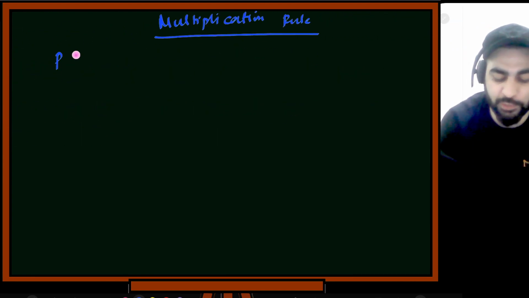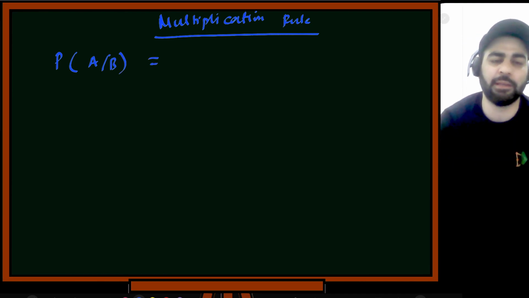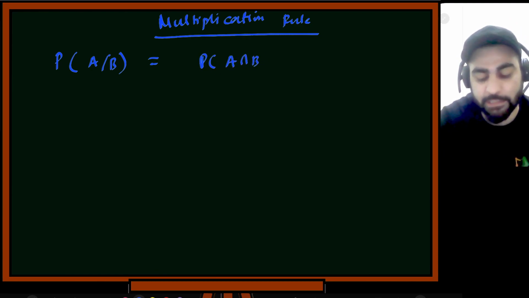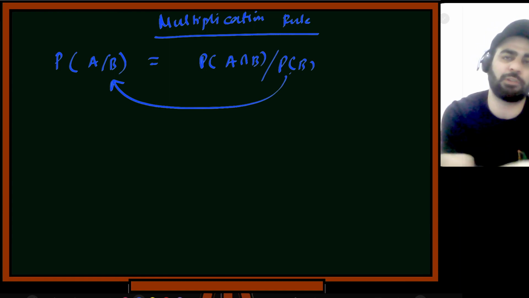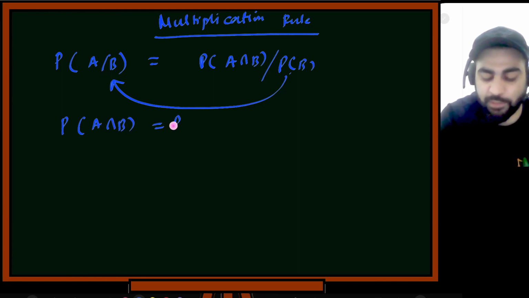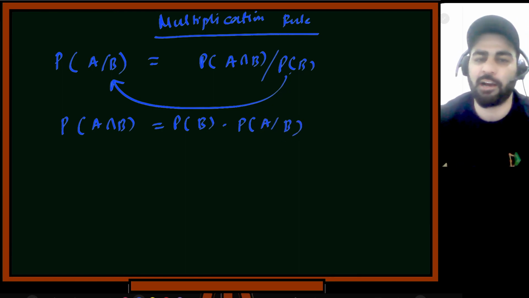If you have probability of A given B, that is the probability of A happening given that B has happened. So this is probability of A intersection B divided by probability of B. Now you can just take this B over to the left hand side and it will get multiplied. So we'll get probability of A intersection B equal to probability of B multiplied by probability of A given B. Now you can generalize this. This rule is called the multiplication rule.